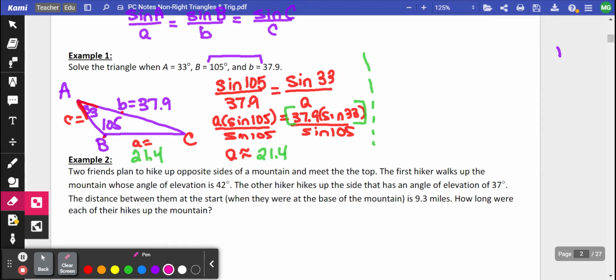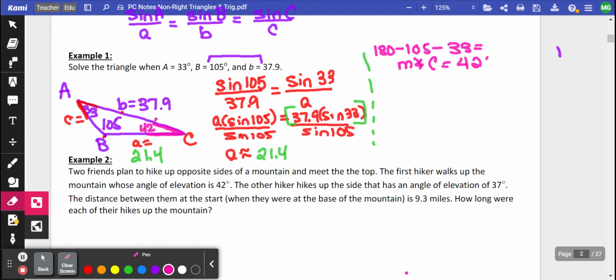Now, if you look, we're missing angle C and side C. Angle C is the one we're going to go for right now because we remember from geometry, the triangle angle sum theorem says that the three angles of a triangle always add up to 180. So what we will do is simply subtract 105 and 33 from 180. A little simple math here, and we get that the measure of angle C is 42 degrees.